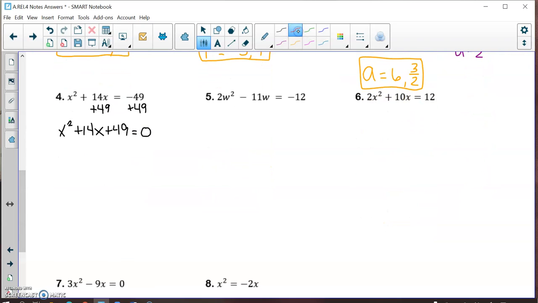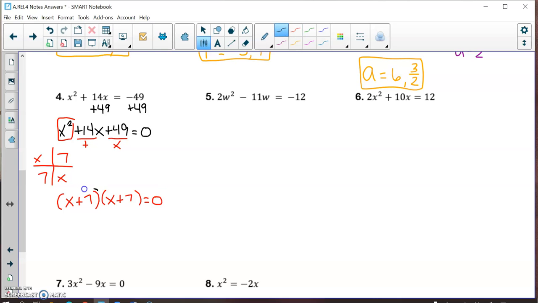I'm going to use the box method on this because it's a quadratic trinomial with a coefficient of x squared being 1. I'm going to split up my x squared. I need two numbers that when multiplied together equal a positive 49, but when added together equal a positive 14. That's going to be a 7 and a 7. So I have x plus 7 times x plus 7 is equal to 0.